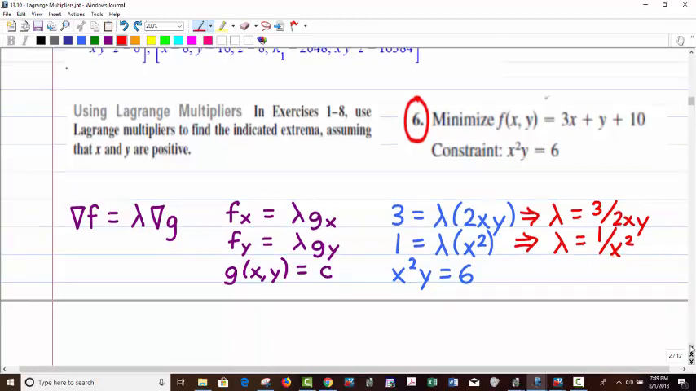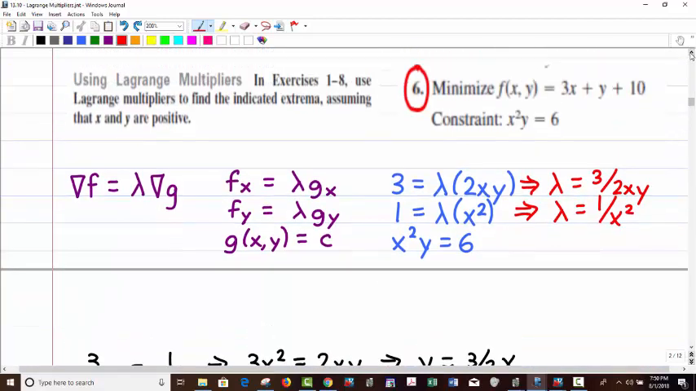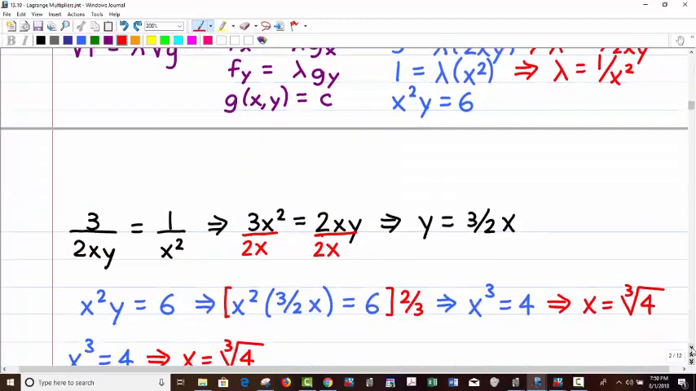So let's come down here. And so I set these equal to each other. I have 3 over 2xy equals 1 over x squared. And I cross multiplied: 3x squared equals 2xy. And then once again, I don't care about, say, positive here. Yes, x and y are positive, so I can divide by variables. That is okay in this case.